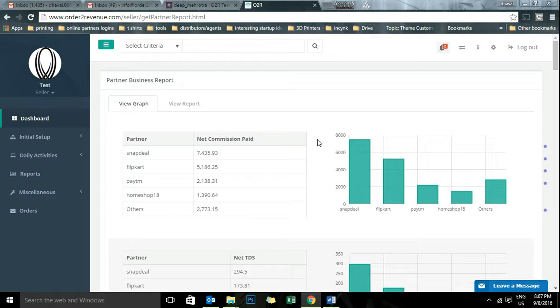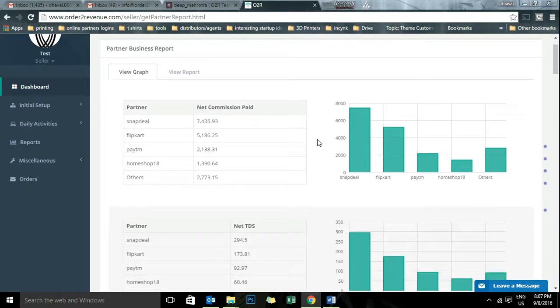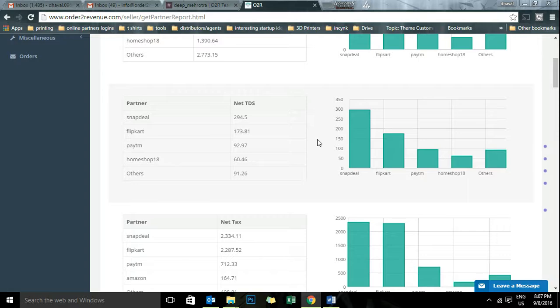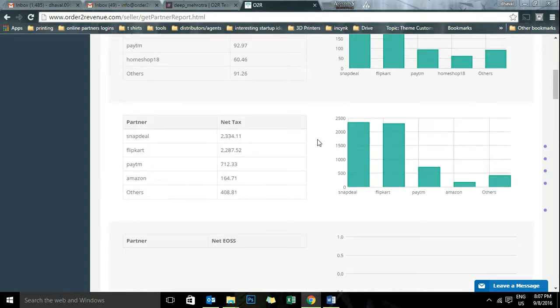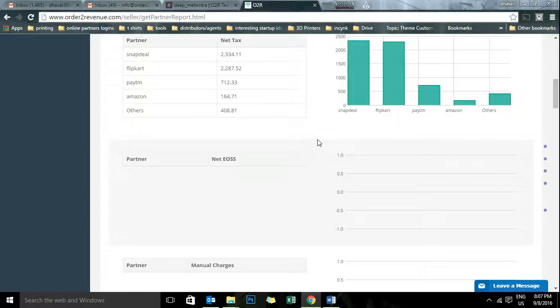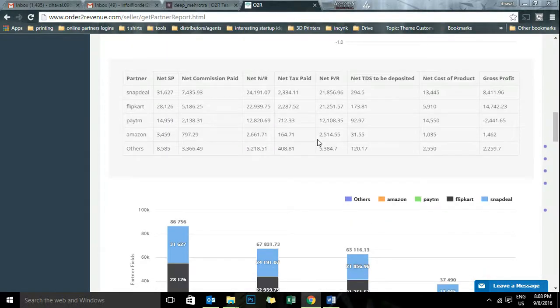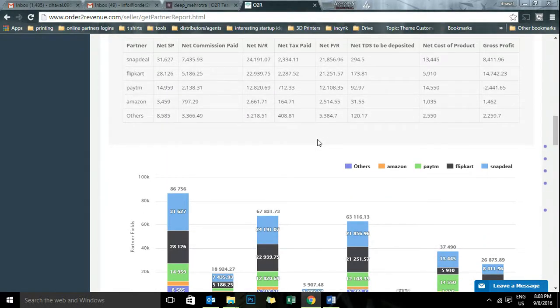Partner business report talks about the net commission paid to every channel, the net TDS liability against every channel, the net tax liability. This particular graph talks about all net figures for every sales channel, including the net taxable sale, net commission paid, net actual sale, net tax paid, net tax-free sale, net TDS liability, net cost of products sold, and the gross profit earned from all of these transactions.